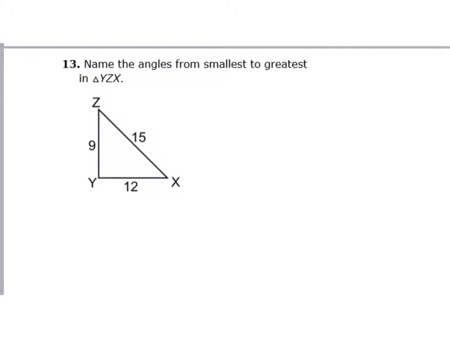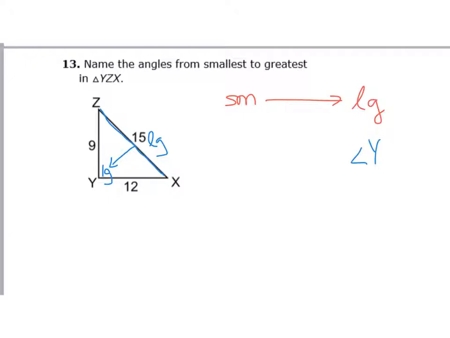Next one, name the angles from smallest to greatest. So again, I want to go small to large, just like last time. So my largest side is this one here, 15. So if I look back across from that, my largest angle is angle Y.